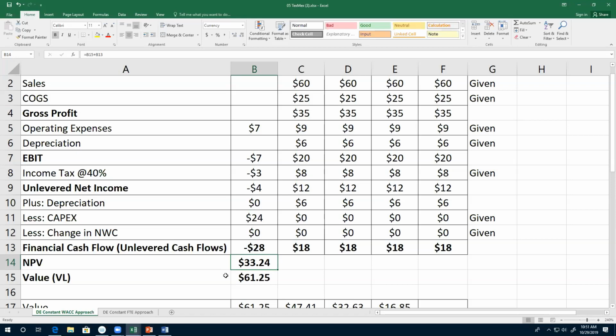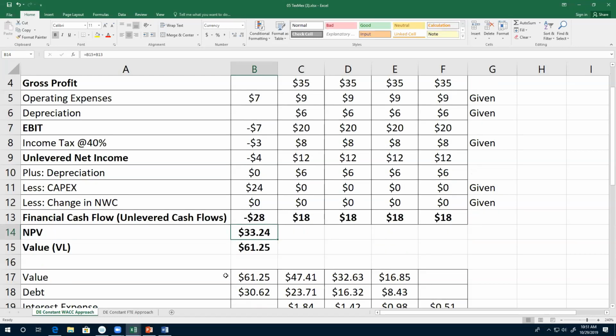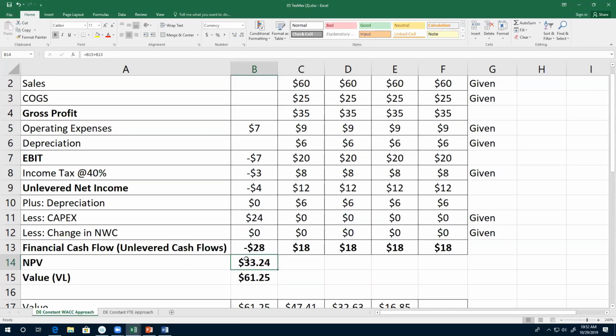What I want to do now is to show you how you would have approached this exercise through other approaches and still gotten the same result. The next approach that I want to highlight is the APV approach, the adjusted present value approach. What is the adjusted present value approach to this problem? What would you be doing differently? If we had to do the exact same thing using the adjusted present value approach, what would you be doing differently?